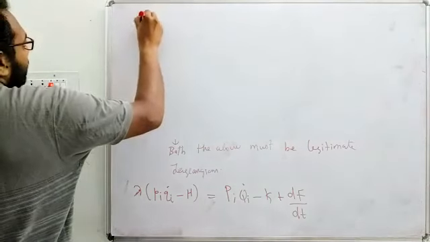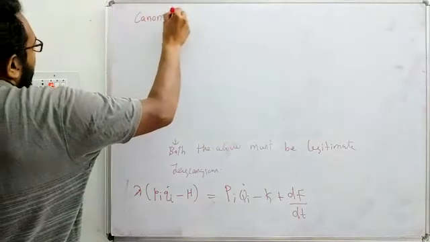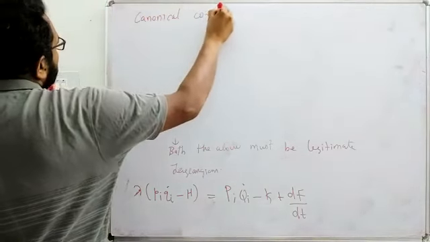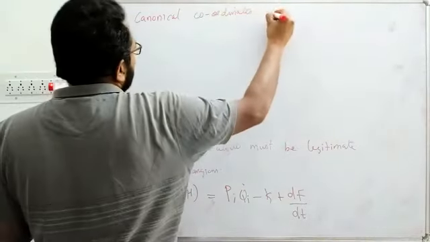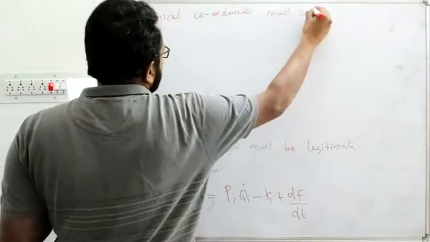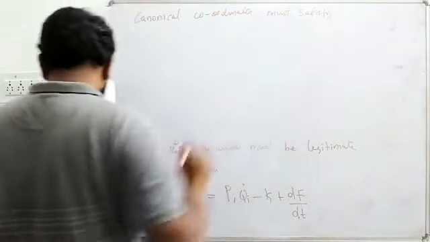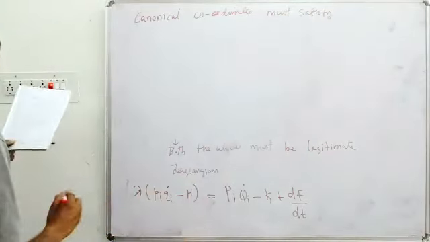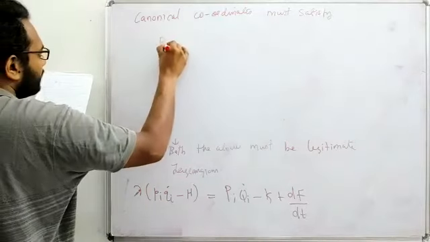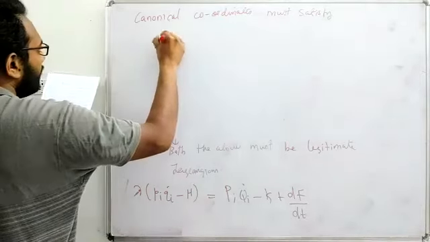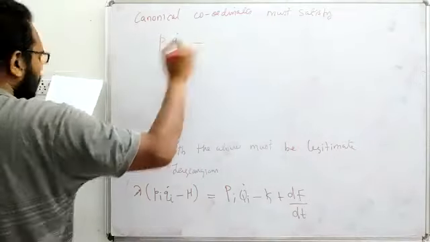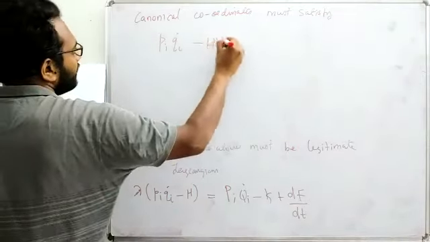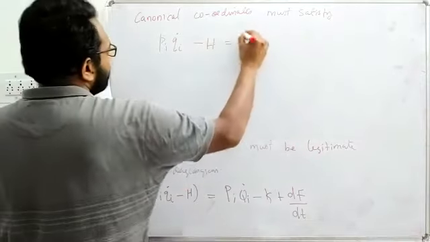So we can say that by definition, this is our definition, the canonical coordinates must satisfy, or if your new coordinates are canonical, then this condition is satisfied. Pi Qi dot. I'll use small letters for the old coordinates and capital letters for the new coordinates.